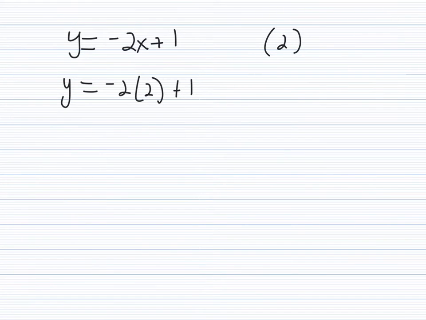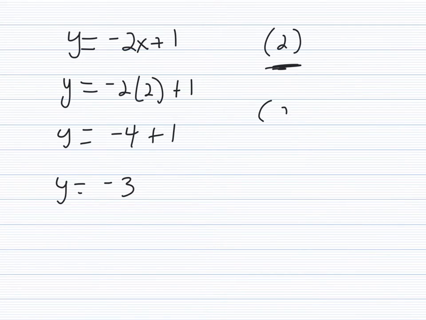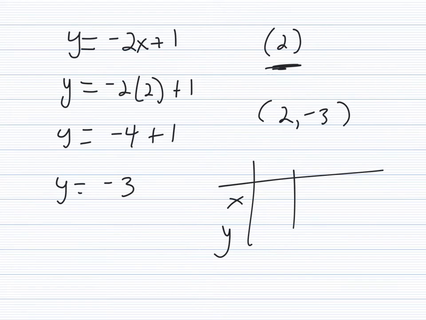So now we're going to try the value of 2 here. And we have negative 2 times 2 plus 1. So we can work that out. That means y equals negative 3. And so our coordinates would be 2 and negative 3. And if we were plotting them or recording them on here, we would have 2 and negative 3.